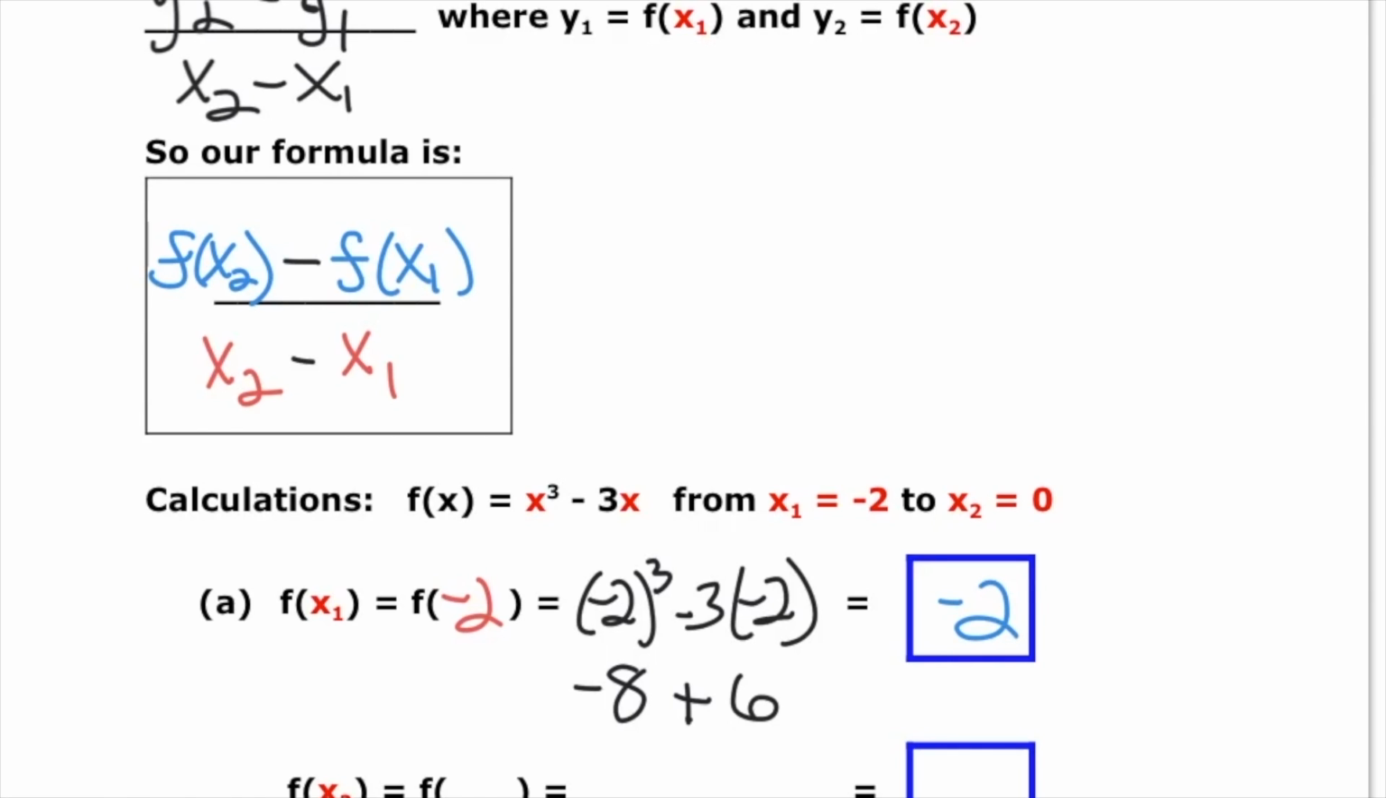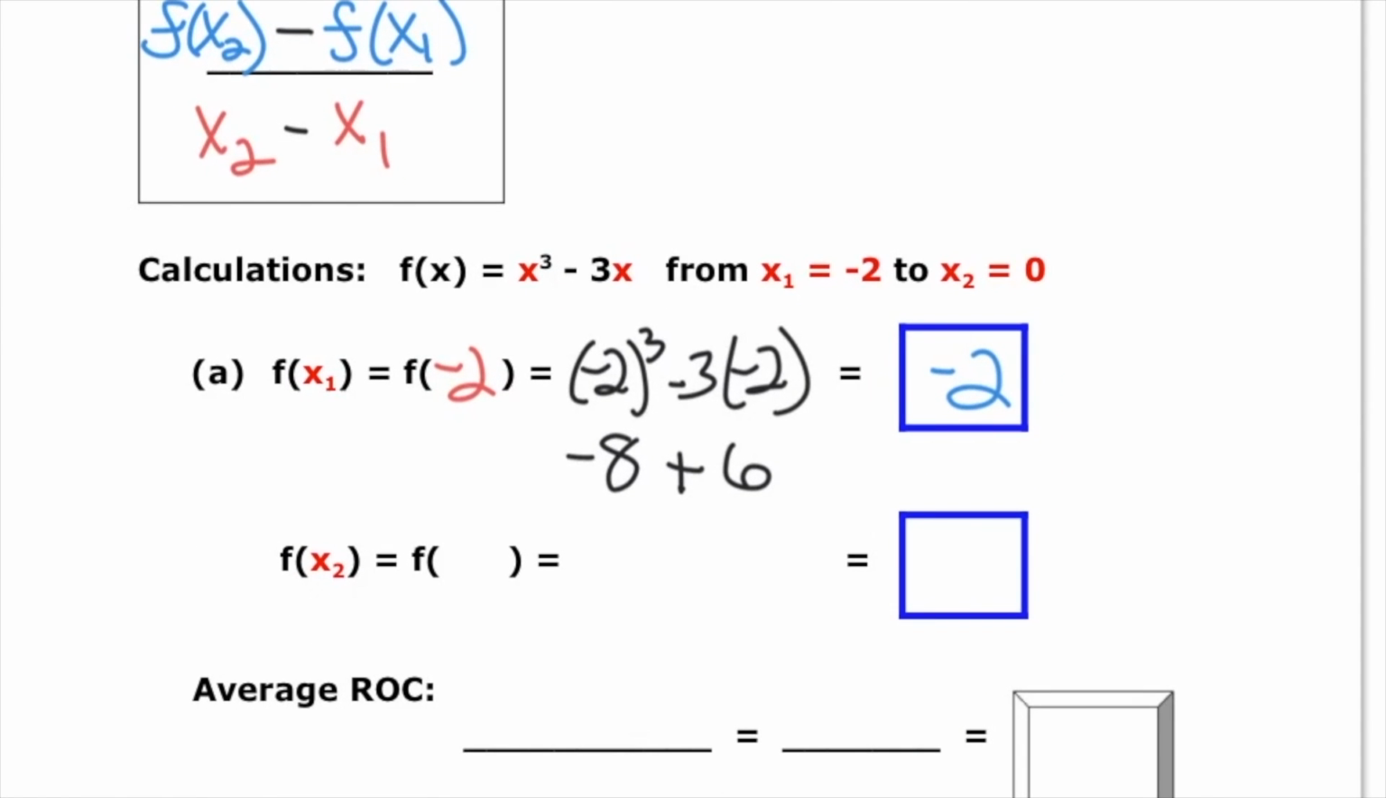F of x2 in the same way, let's leave our formula at the top there. That's going to be f of 0, because x2 is 0. So that's very simple. Should just make that 0 cubed minus 3 times 0, otherwise known as 0.